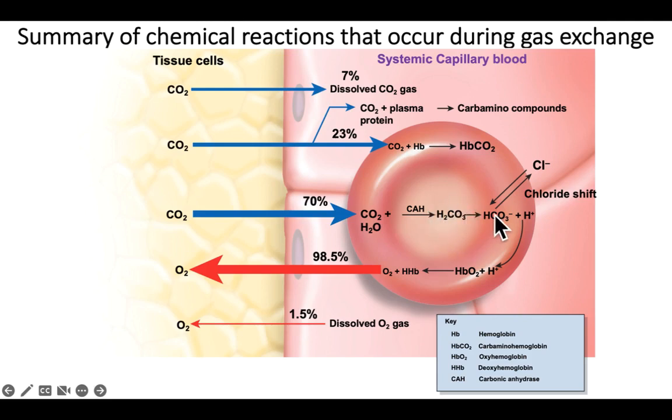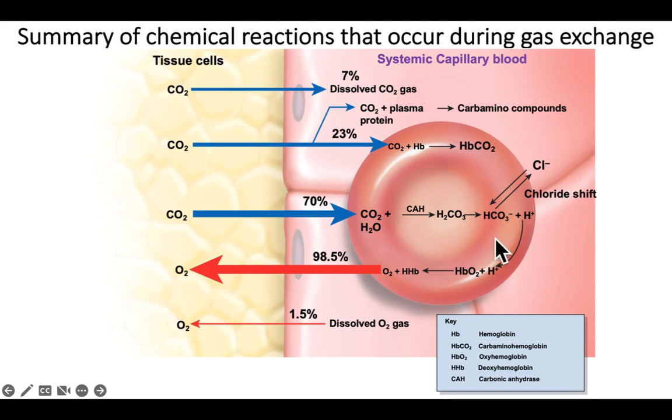Carbonic acid is going to dissociate and release the hydrogen ion, but that's where the carbon dioxide is. Again, notice it's kind of hidden inside of bicarbonate. All right? Now, bicarbonate just so happens to leave the red blood cell. It doesn't stay in there. It moves out of the red blood cell and actually goes out into the plasma.